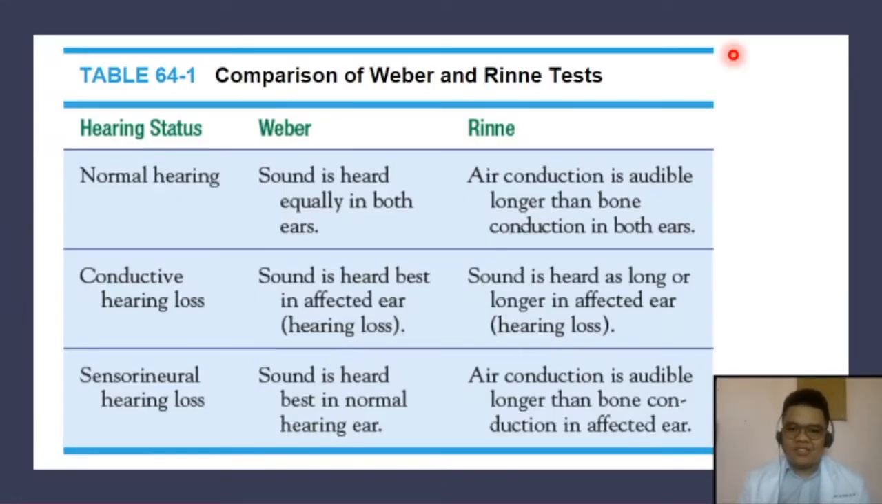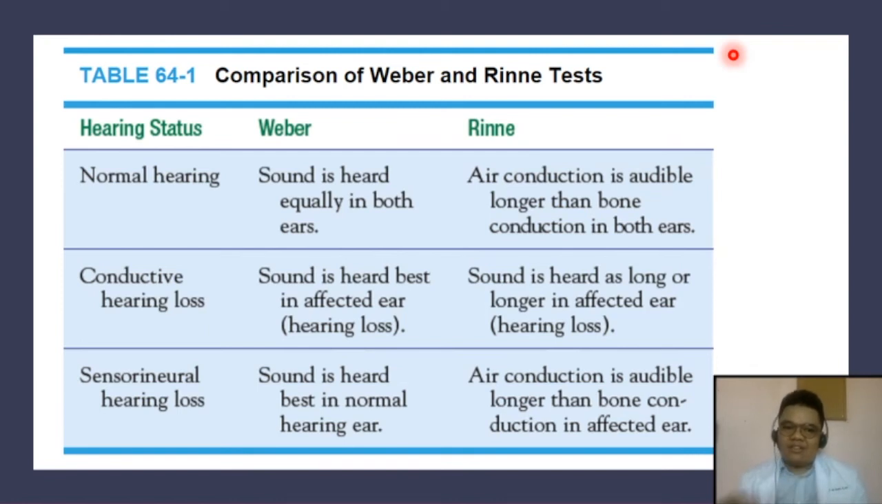So class, this is to compare your hearing status when it comes to your Weber test and your Rinne test. Normally, when I'll be doing the Weber test, the sound will be heard equally in both ears. Equal. In conductive hearing loss, the sound is heard best in the affected ear, assuming it's the right which is affected this time. If it is sensory neural hearing loss, the vibratory sound could be heard properly on the normal ear.